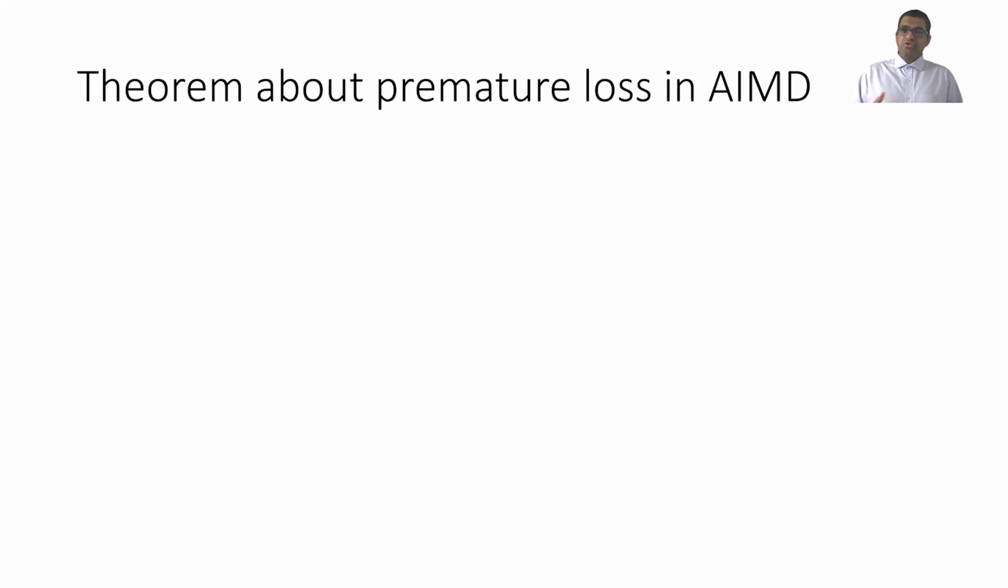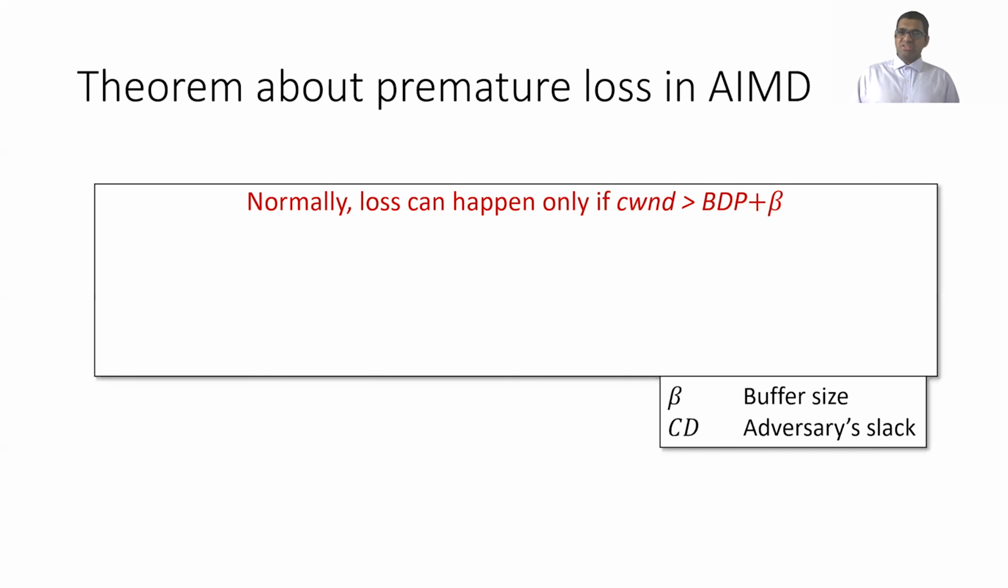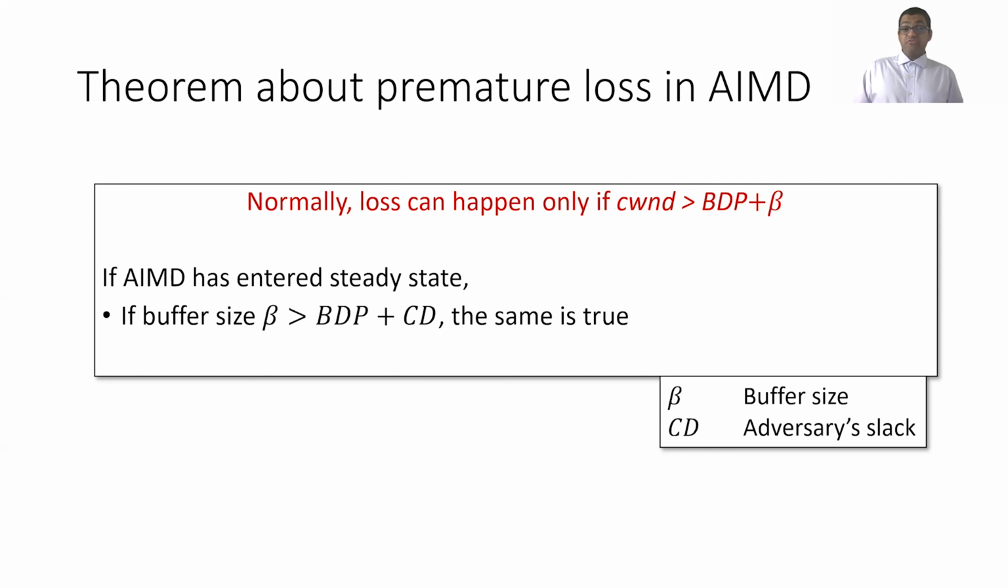And we use this technique to further understand how premature loss can happen in AIMD. So in the constant bitrate model, loss can happen only if the congestion window is greater than the BDP plus the buffer size. However, we saw in the example that loss can happen prematurely under the SIGCOMM model. So we prove in SIGCOMM that suppose AIMD has entered the steady state. Then if the buffer size is greater than this threshold, then the same threshold as above holds, as in loss cannot happen if the congestion window is less than or equal to the BDP plus buffer size.